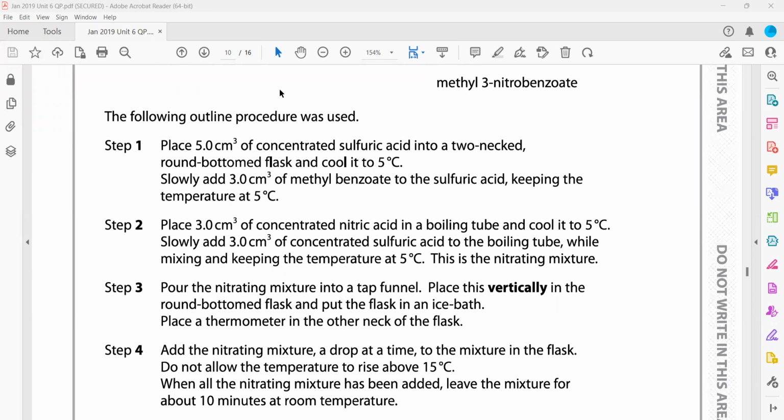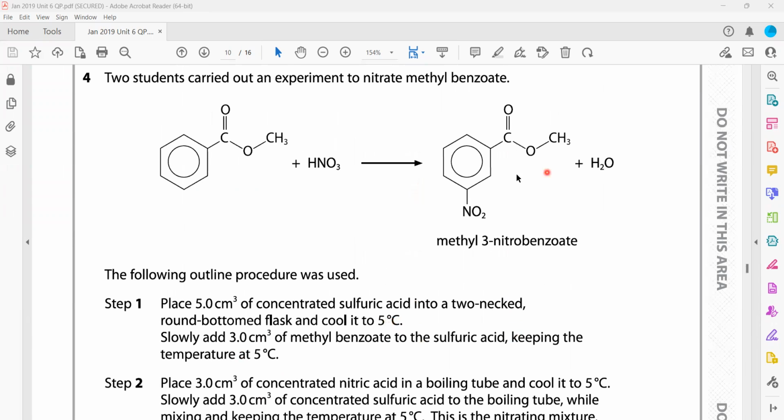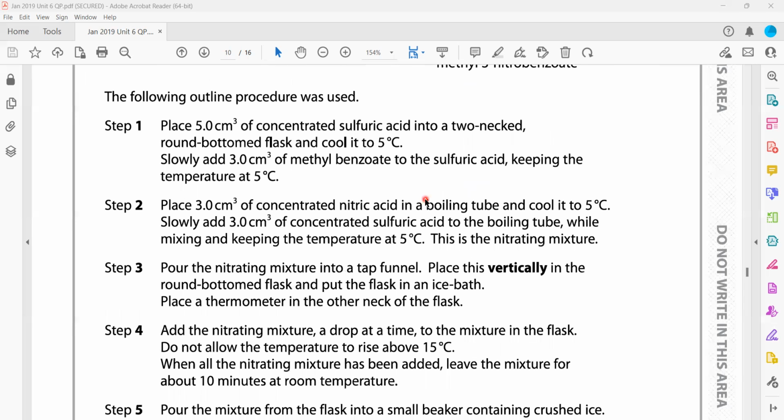The following outline procedure was used. First, 5 cm cubed of sulfuric acid into a two neck round bottom flask, and cool it to 5 degrees. And we slowly add 3 cm cubed of methyl benzoate to the sulfuric acid and keep the temperature at 5. Because if the temperature is higher than 5, what might happen? Then multiple nitration, like multiple substitution, might occur. Like NO2 is attached to one of the carbons, it might attach at multiple positions. That's why, to prevent multiple nitration, we did not heat, we just try to keep the temperature around 5 degrees.